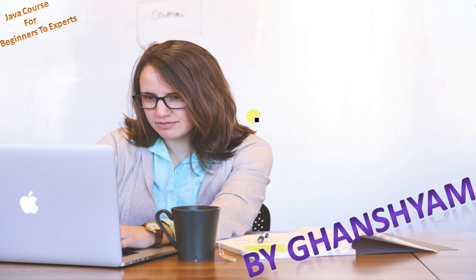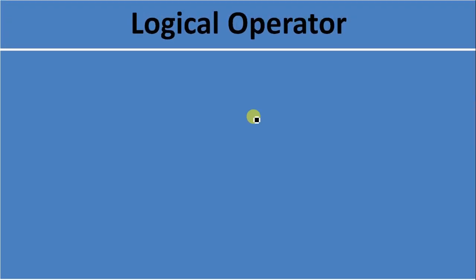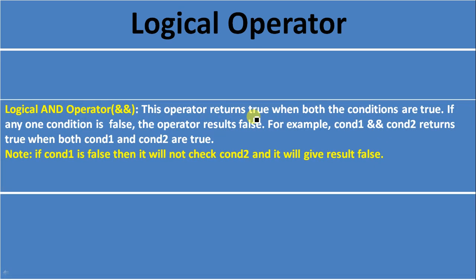In today's video lecture, we are going to learn logical operators. There are two types of logical operator. One is the logical AND operator and the second one is the logical OR operator. So what is the logical AND operator?